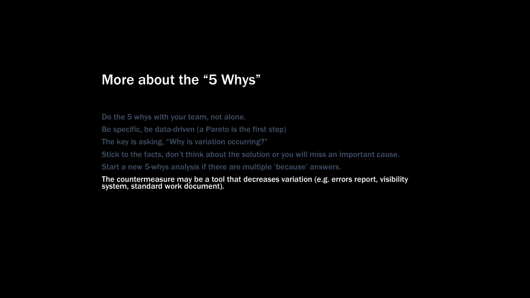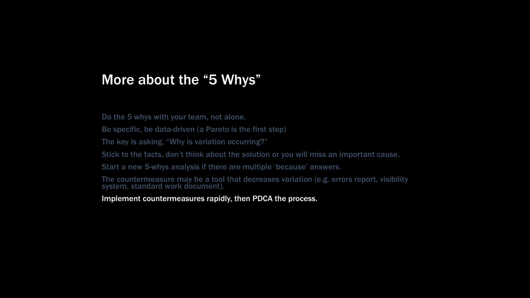What you'll find is that the countermeasure that you design to combat the root cause is usually a tool that decreases variation. And this could be an errors report, this could be a visibility system, it could be a piece of standard work that describes how to do a process. And finally, you want to implement your countermeasures rapidly and then look to PDCA the process to eliminate any source of error.